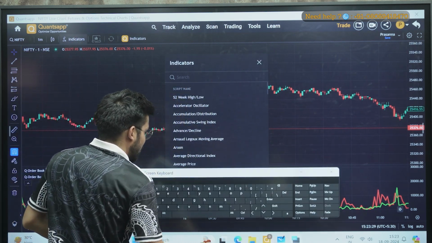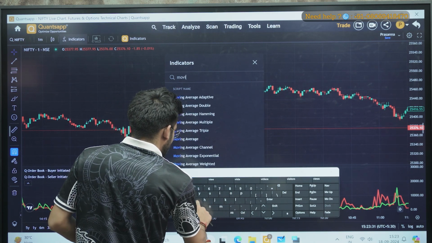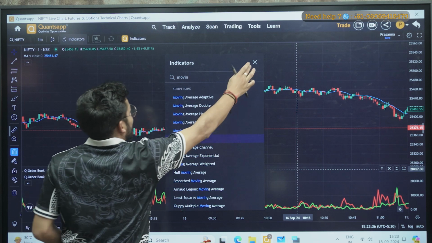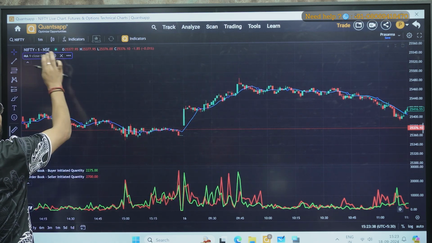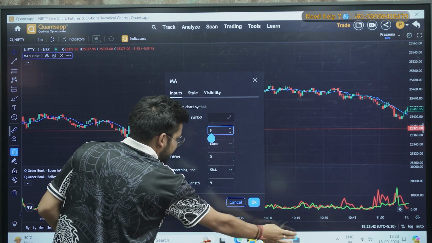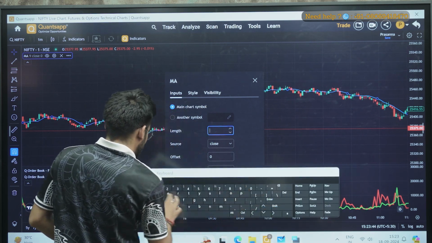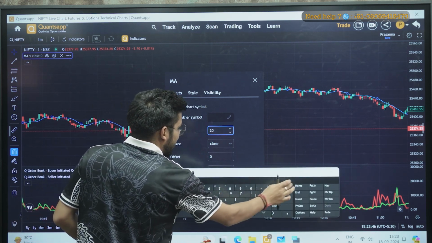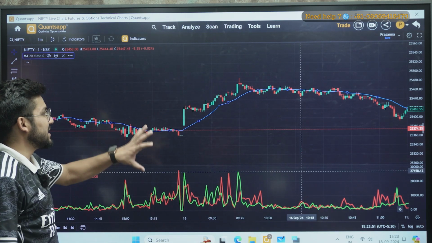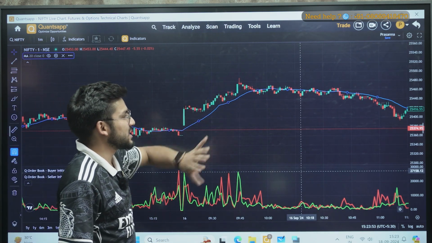So I'll apply a moving average here. Okay, so this is my moving average and I'll use a moving average of 20. In settings I'll correct it and use the moving average of 20 here, right? And we will analyze our sideways trend with the help of this indicator. Okay, so moving average 20. Now you can see my moving average is plotted here.